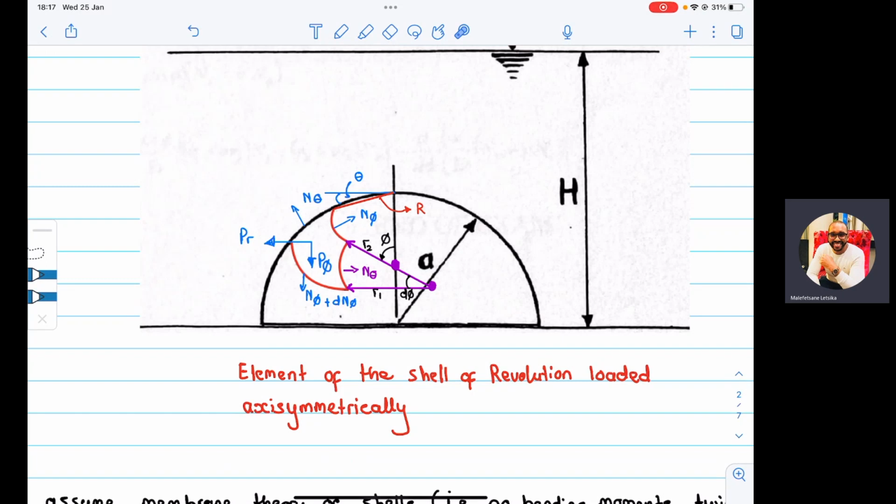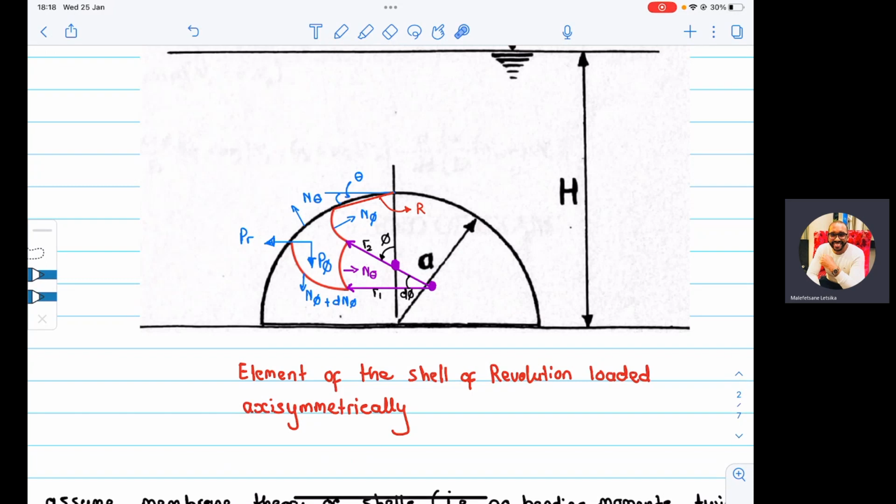PR is the force acting normal to the element, the shell element, and this one is the force acting tangential to the shell element, P phi, of course. So we have discussed P, and then N phi, and then N theta, and then R1 and R2. And then, of course, you have your R, the big R.